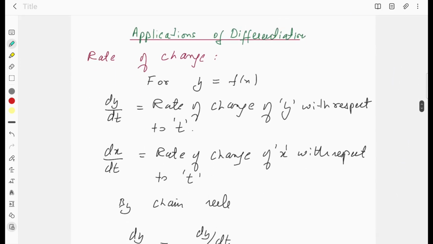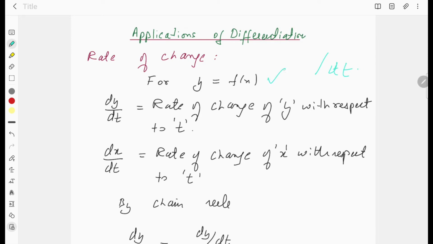Applications of differentiation. Number 1 is a rate of change. Whenever in calculus you see rate in your question, it means it is something over dt. In calculus, rate implies dt.